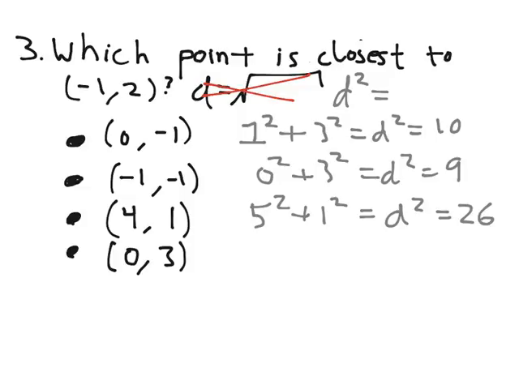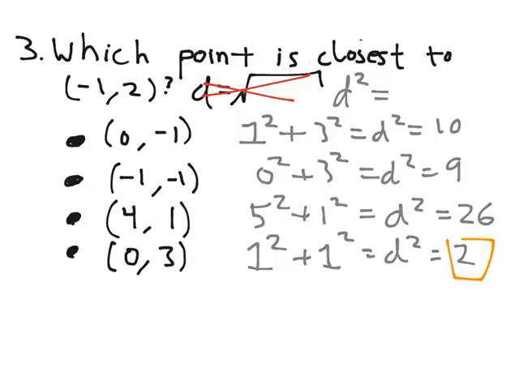And now for this last one. Well, to go from a 0 to a -1, you have to move 1 unit away. So I square that. To go from a 3 to a 2, you also have to move 1 unit away. So my d squared is 2. So which of these is smallest? Well, it's this one.